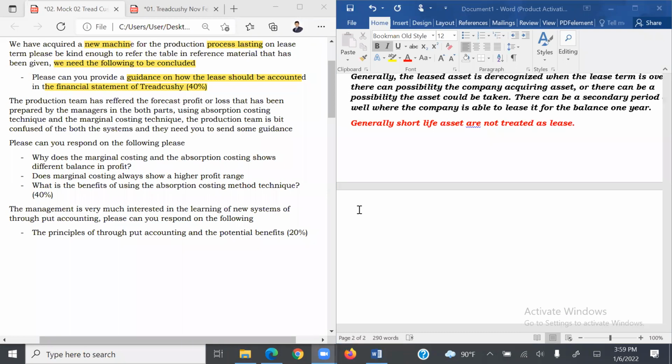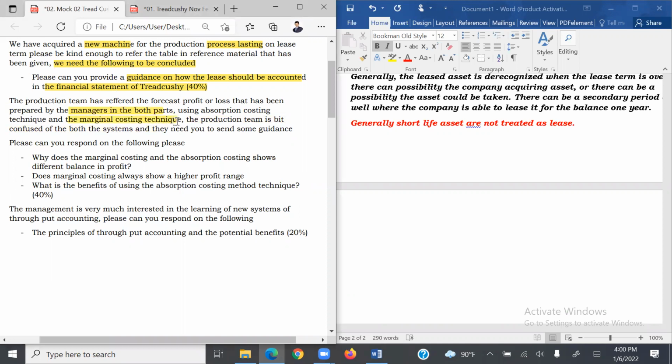Now, students, the second one is a completely different one. So let's start going through that as well. Prepare: the production team has referred the forecast profit or loss that has been prepared by the manager in both the parts using the absorption costing technique and the marginal costing technique.